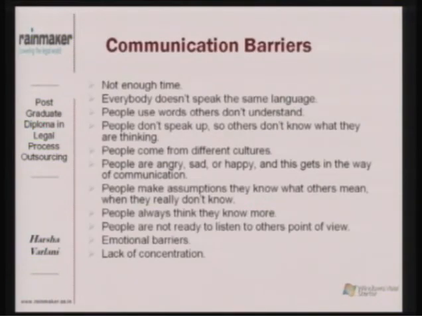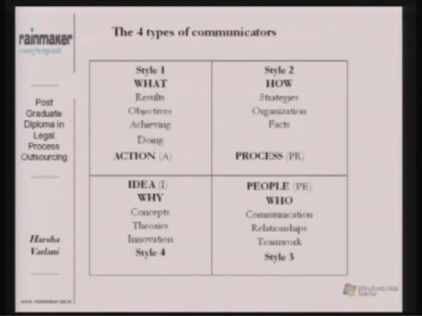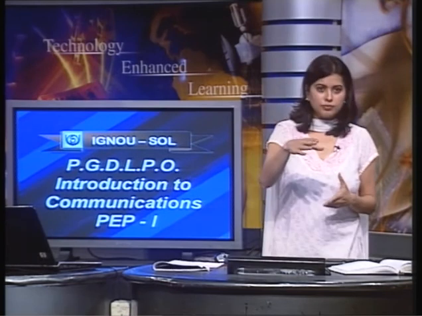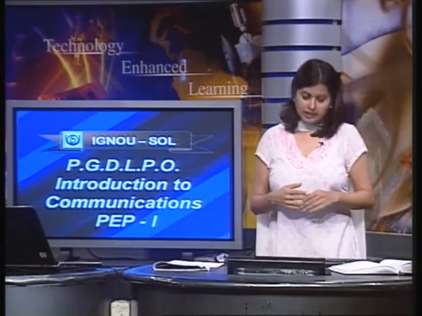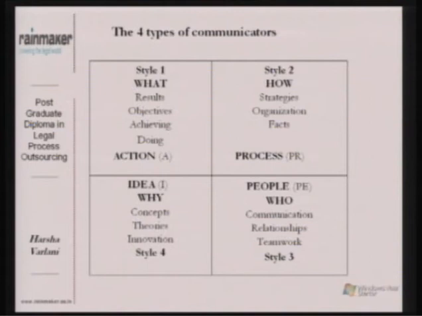Getting into the next part, which we call the 4 types of communicators. This is probably a new part that you haven't read earlier. There are 4 different types of communicators. Try and find out what type of communicator you are. If we look at the slide, the 4 types of communicators are: 1, an action oriented person, 2, a process oriented person, 3, a people oriented person, or 4, an idea driven person.